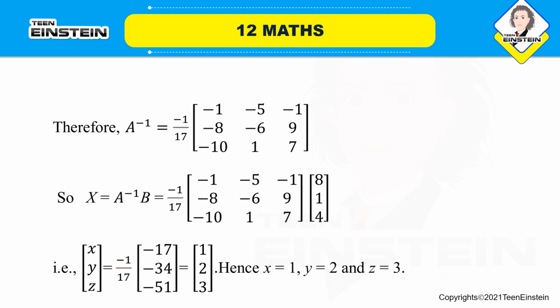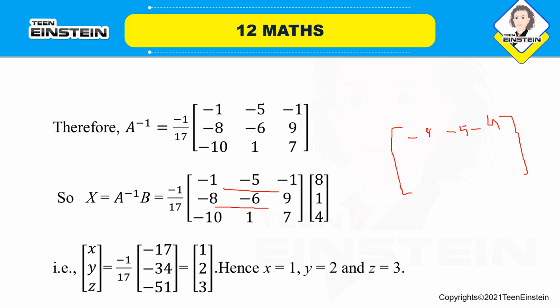Therefore, x equal to A inverse B. This is A inverse and this is the B matrix 8, 1, 4. So take the product of these two. First row, first column. So what you are getting is minus 8, minus 5, minus 4. That is the first element.